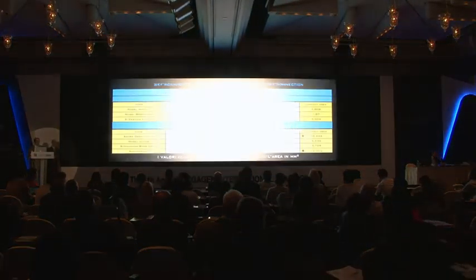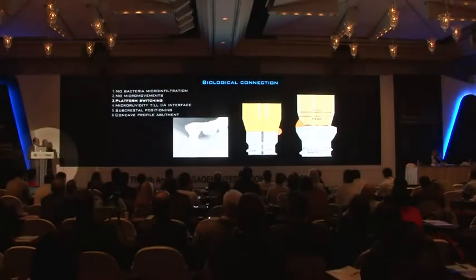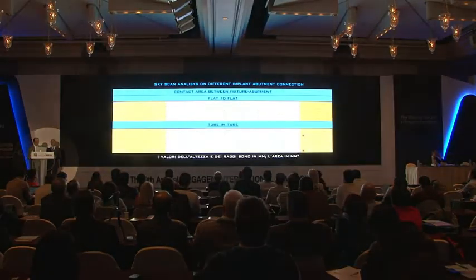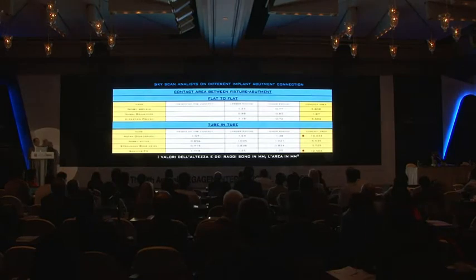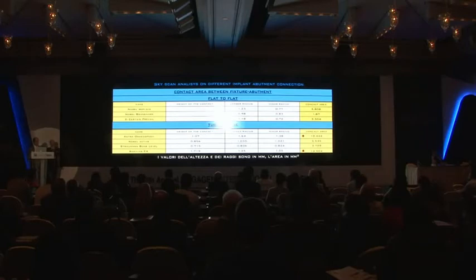The SkyScan analyzed the video and gives us a numerical value for the contact area of the connection in square millimeters. Where we have the little red point, we can see that Ankylos and Astra have a bigger contact than the others.